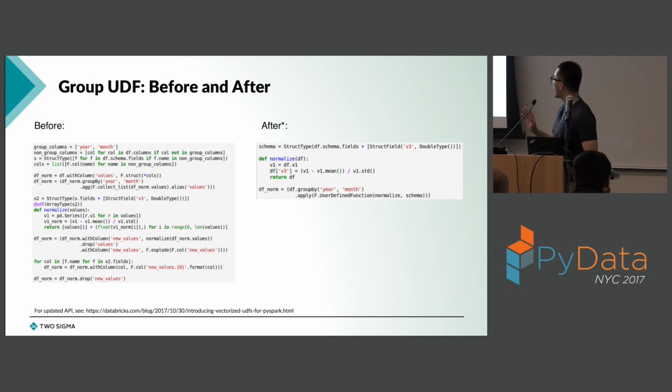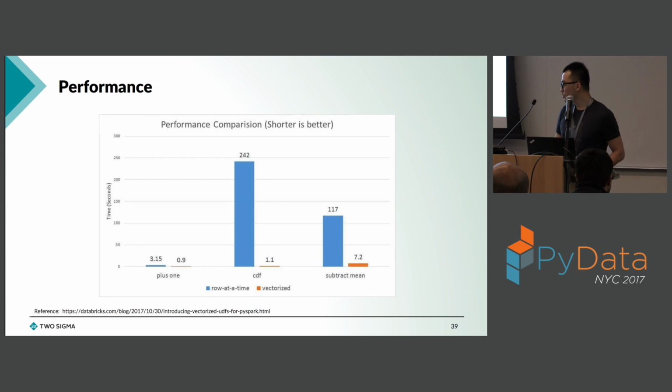So this slide was made a little bit earlier, so the API has changed since then. You can refer to either the PySpark docs or this blog link I have over here for the most up-to-date API. So finally, let's look at some quick performance comparisons.